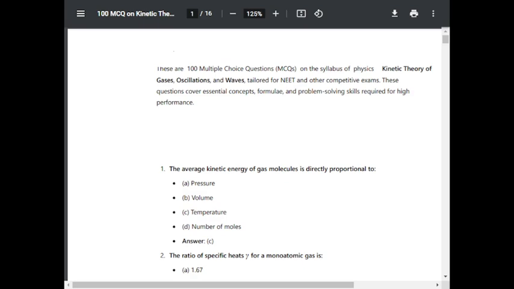Today I wish to discuss 100 multiple choice questions on the syllabus of physics, that is kinetic theory of gases, oscillations and waves, tailored for NEET and other competitive exams. These questions cover essential concepts, formulas and problem solving skills required for high performance.